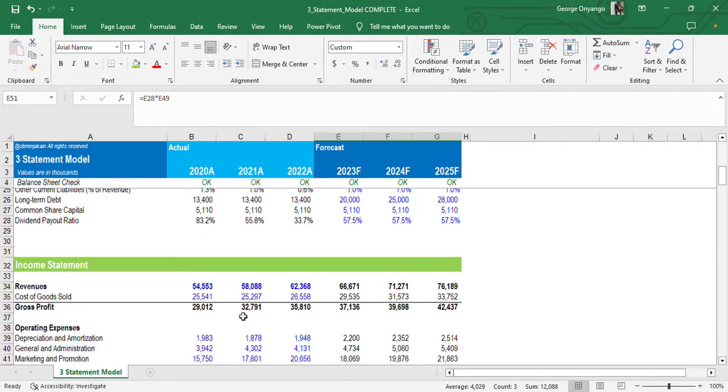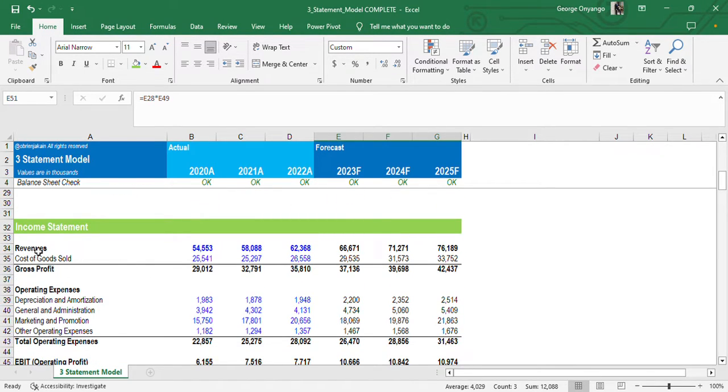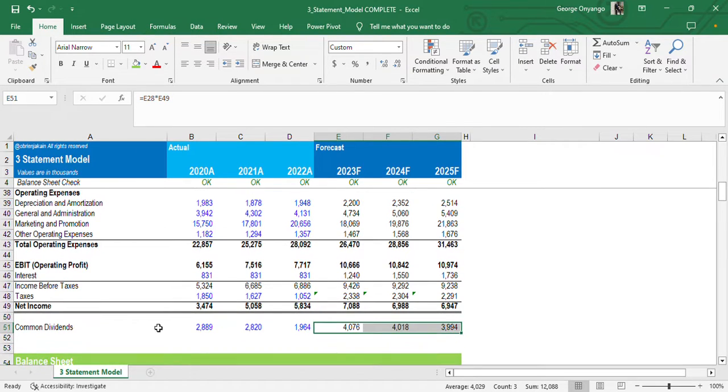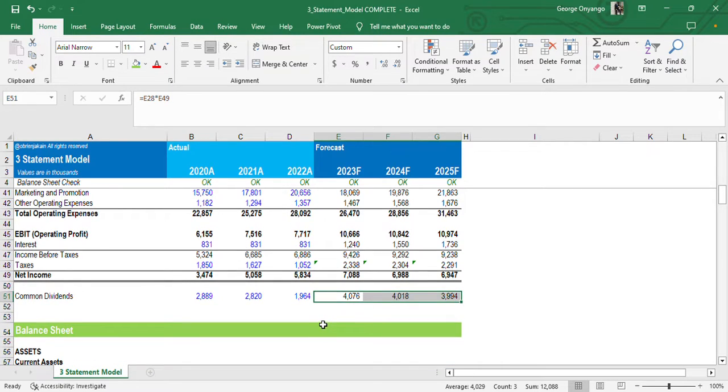As you can see, we have been able to project the revenues for the next 3 years, the gross profit for the next 3 years, the total operating expenses for the next 3 years, earnings before interest and taxes for the next 3 years, and we have been able to get the projection of the net income for the next 3 years of this particular company. And given the dividend ratio, we are also able to get the common dividend for the next 3 years.